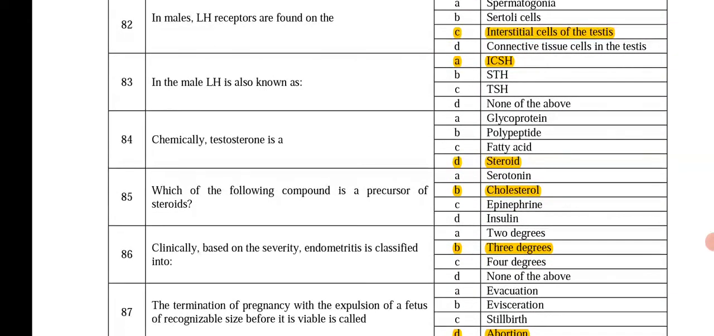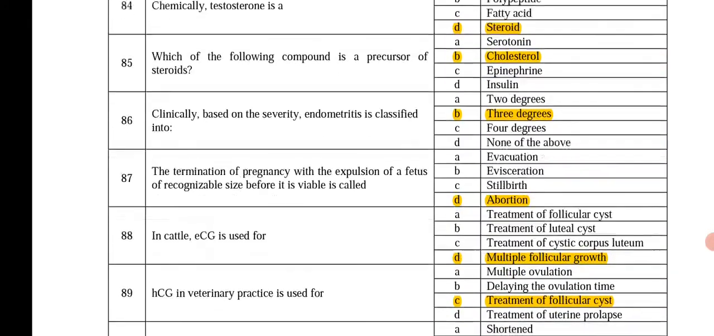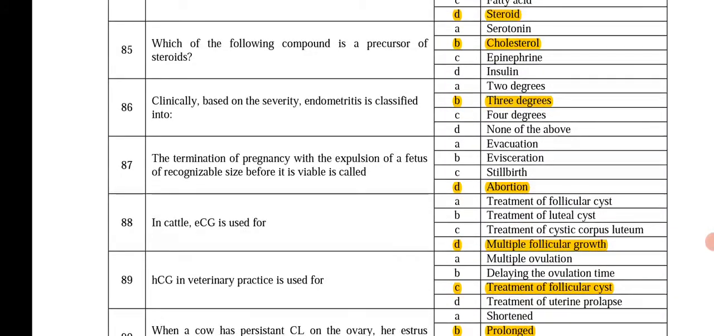Chemically, testosterone is a steroid. Interstitial cell. Which of the following compound is a precursor of steroids? Cholesterol. Clinically, based on the severity, endometritis is classified into 3 degrees. The termination of pregnancy with the expulsion of a fetus of recognizable size before it is viable is called abortion.